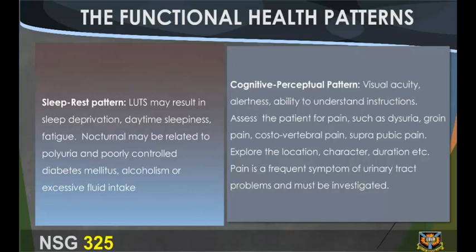Cognitive perceptual pattern. Assess visual acuity, alertness, and ability to understand instructions. Assess a patient for pain, such as dysuria, groin pain, costovertebral pain, and suprapubic pain. Explore the location, character, duration, and so on. Pain is a frequent symptom of urinary tract problems and should be investigated.